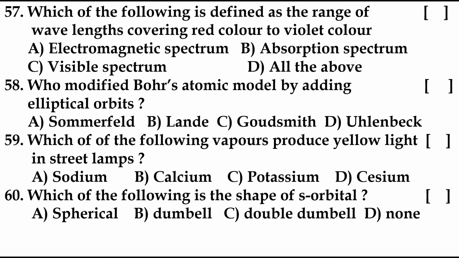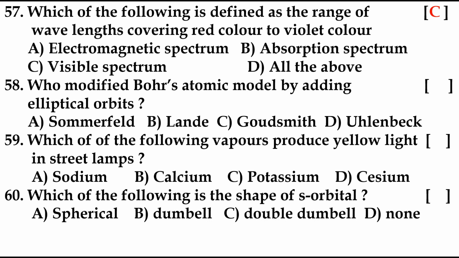57. Which of the following is defined as the range of wavelengths converging red color to violet color? A. Electromagnetic spectrum. B. Absorption spectrum. C. Visible spectrum. D. All of the above. Answer is option C. Visible spectrum.